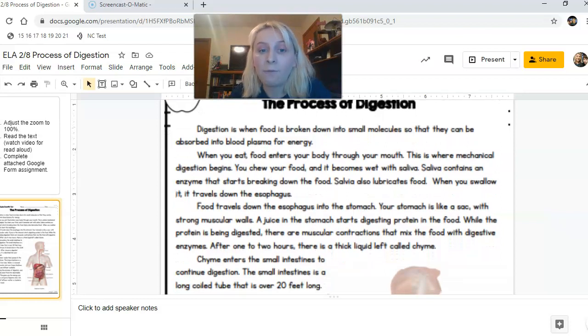Digestion is when food is broken down into small molecules so that they can be absorbed into blood plasma for energy. So this is tying in the fact that we've learned about the circulatory system and how it has a really strong relationship with the respiratory system and that those two work in tandem together. Well, the digestive system also has a strong relationship with the circulatory system because when we digest our food, the whole purpose of eating and the whole purpose of digestion is to get those nutrients and those molecules that are going to go out to our cells and give them energy.